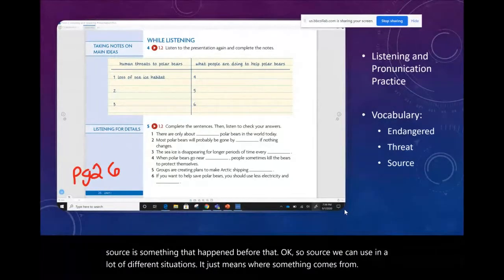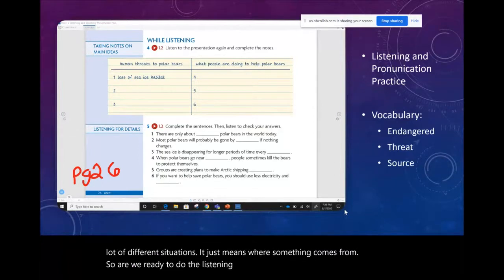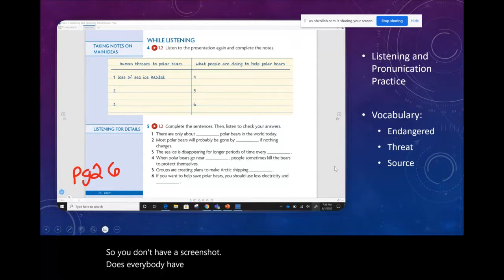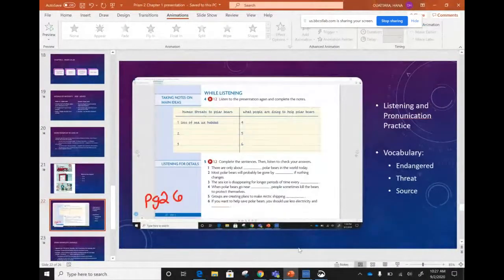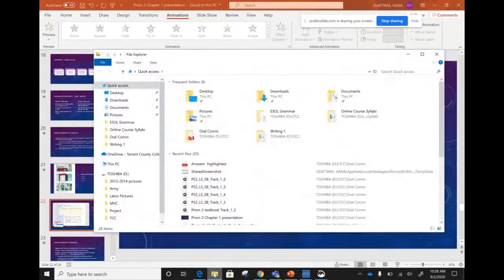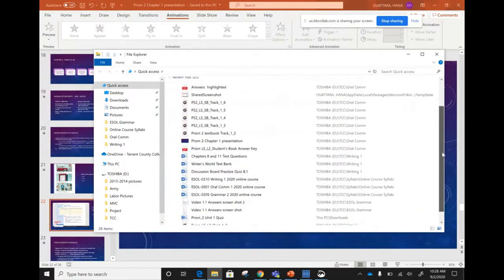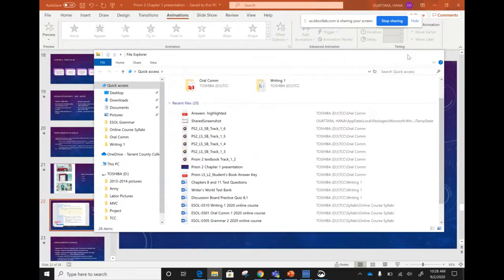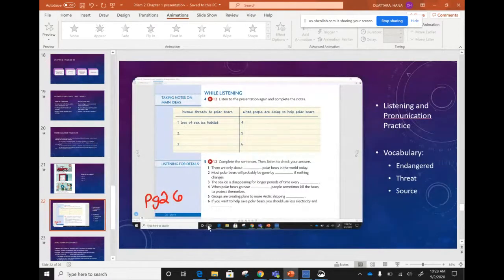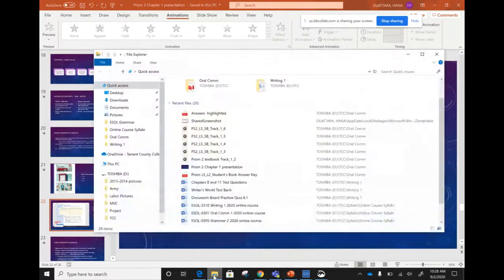Okay, so are we ready to do the listening? Does everybody have a screenshot except for Lucia? I know you don't have a screenshot. Does everybody have their screenshot here? Yes, teacher. All right, so I'm going to go back and pull up our listening. And last time we tried the listening, you guys were able to hear the track. So I'm hoping this time will be the same. We're going to do, I believe it's 1.2. So let's see.